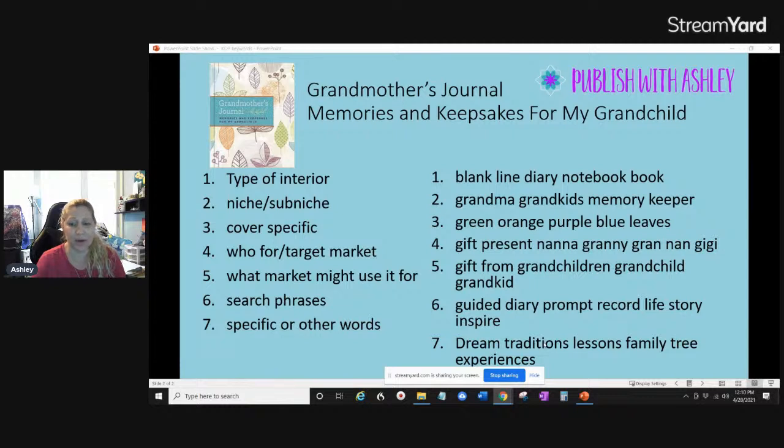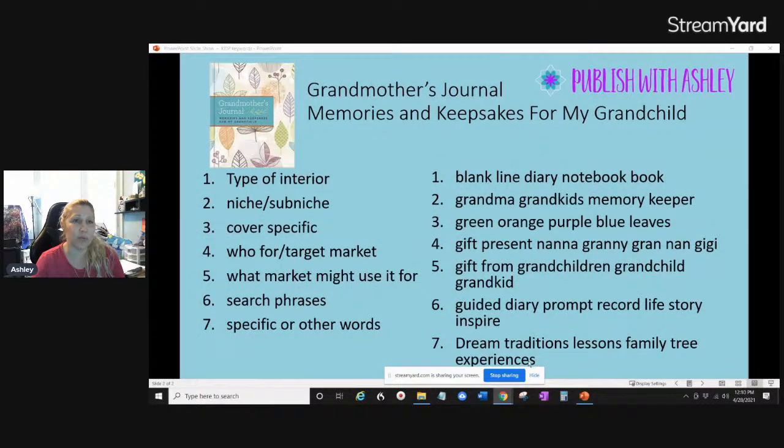So grandma, traditions, lessons, you know, like life lessons. If you have a family tree, people can record their family tree inside the book, something like that. And experiences. So those are kind of the things I would put in. So I use kind of this structure. And like I said, it's just a structure. You can change it up. It doesn't have to be one, you can mix or match. It doesn't really matter. But this kind of gives me an idea when I'm going through the types of things I do.